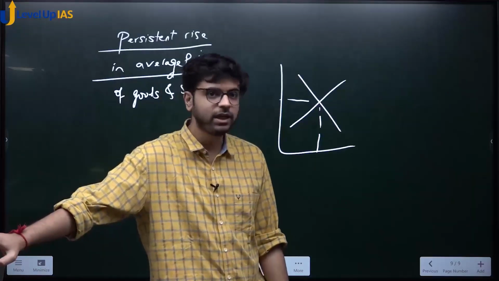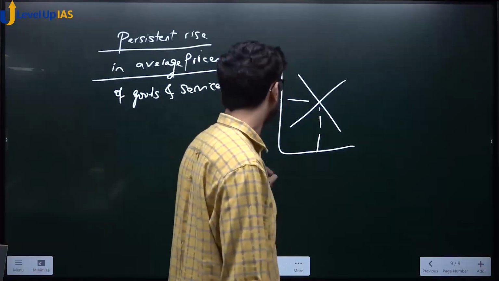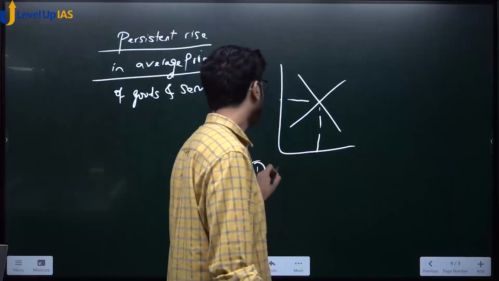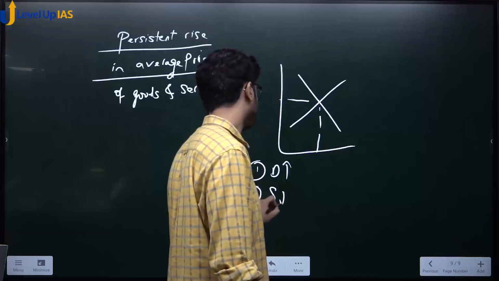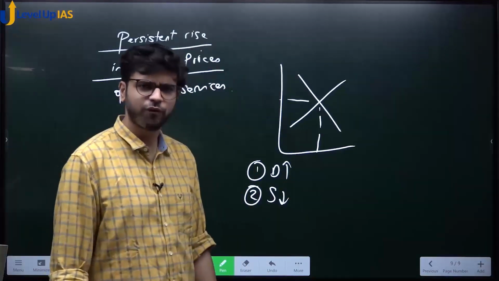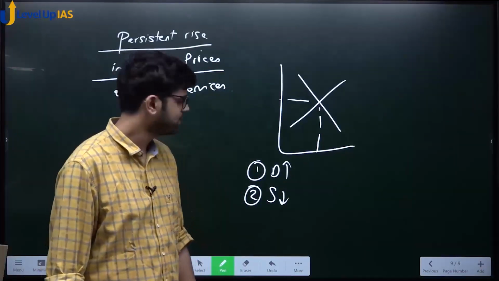Supply reduces. Okay? So we know that inflation can happen due to demand rising and inflation can happen due to supply reducing. Yes or no? Samjha? So far so good. Are you understanding all of this?